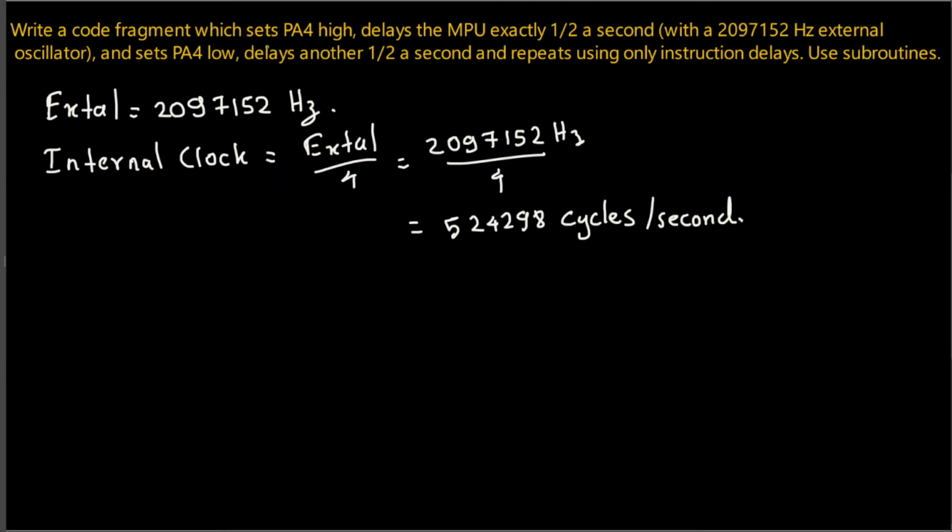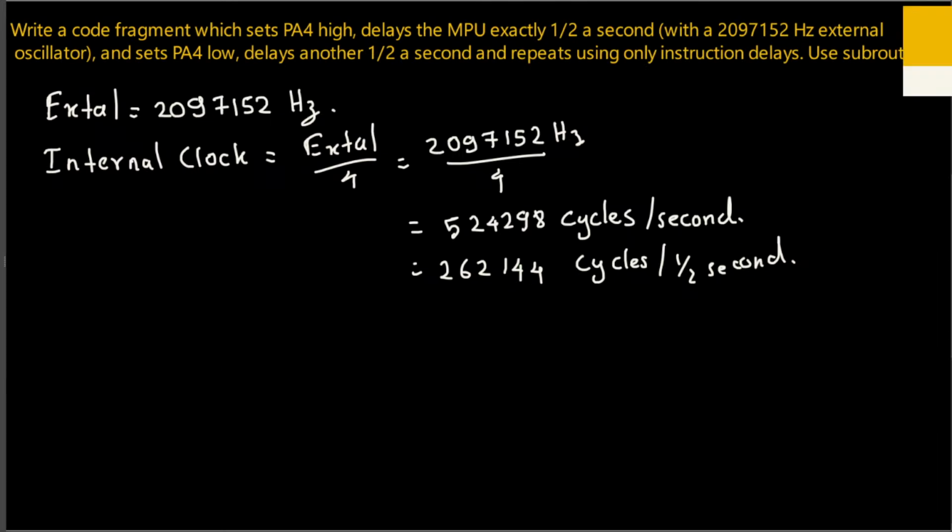But based on the question, we had to look at this for half a second, so we had to divide this one again by 2. If we divide this again by 2, that is 262,144, that is cycles per half second. Okay, now we can start writing our code. This is the number of cycles we have to achieve.